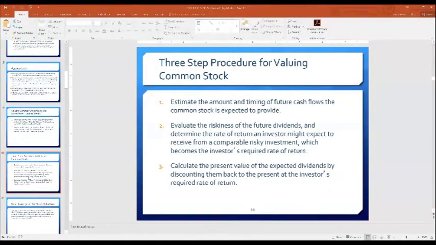We have three procedures for valuing the common stock. You have to estimate the amount and timing of future cash flows the common stock is expected to provide. So you have to evaluate the risk of the dividends and determine the rate of return an investor might expect to receive from a comparable risk investment, which becomes the investor's required rate of return.